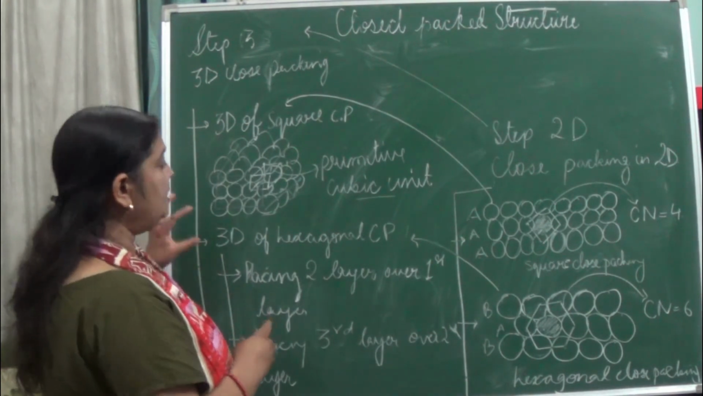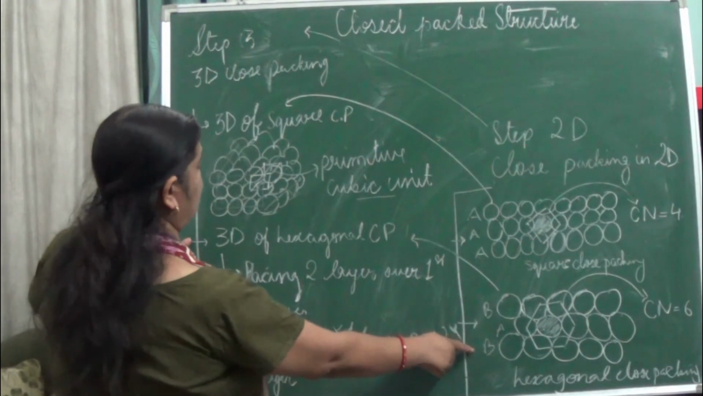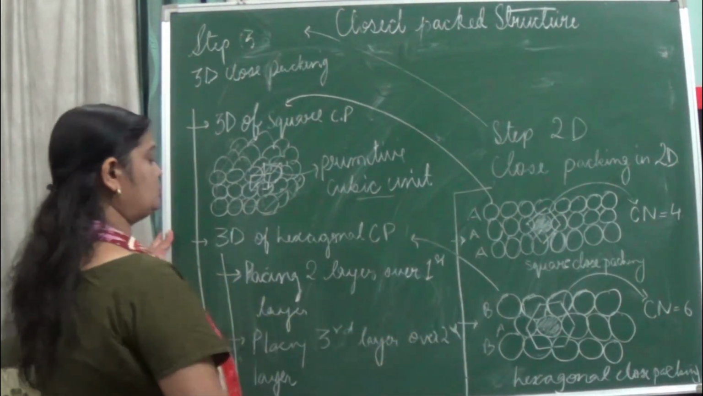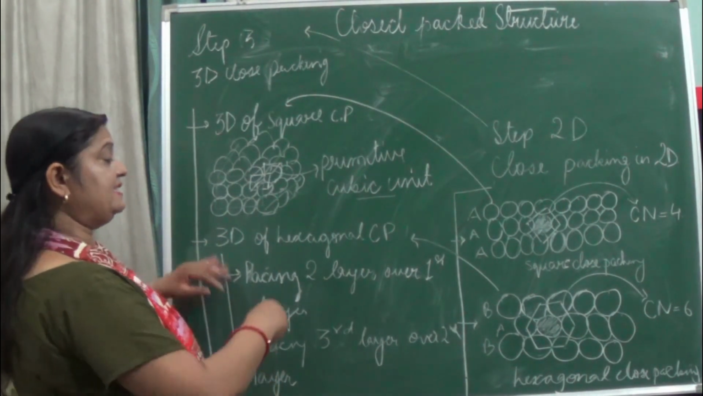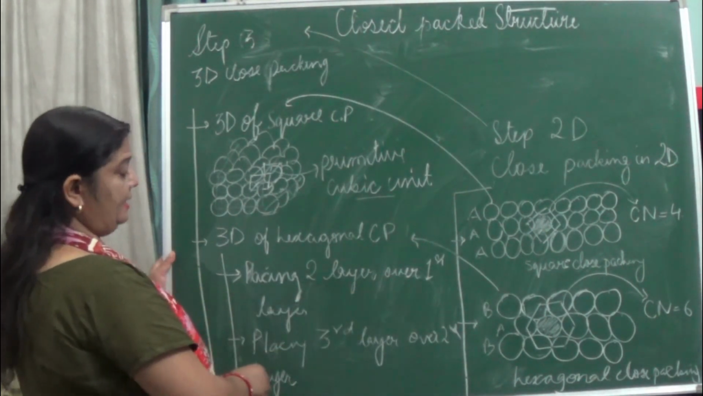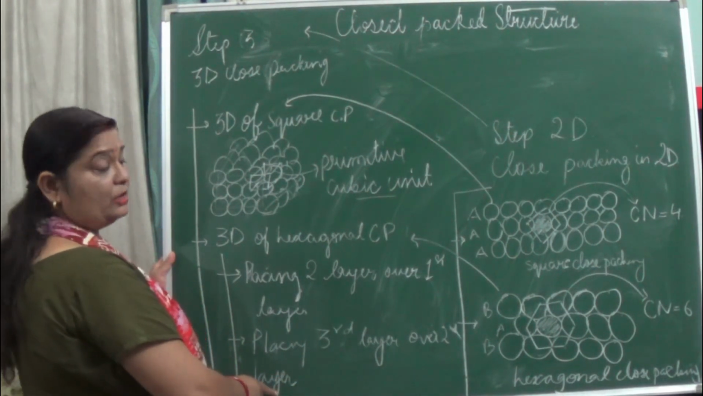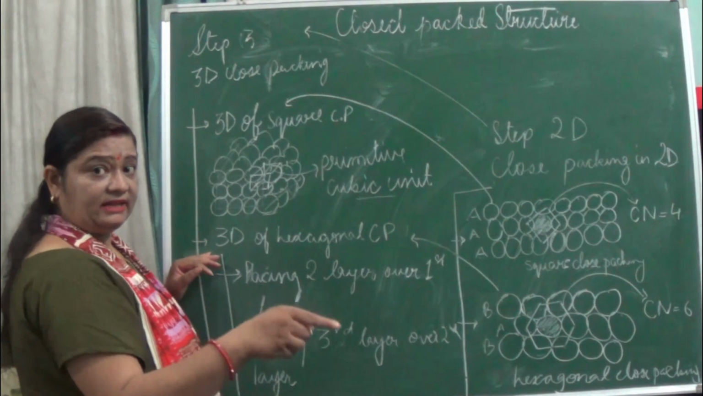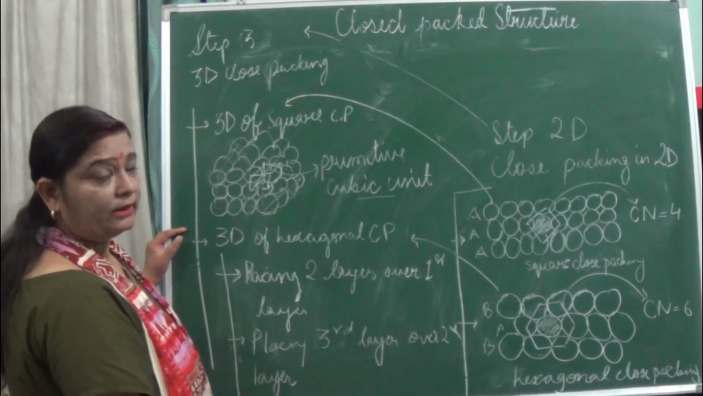So this 3D structure of hexagonal close packing is also of two types: placing the second layer over the first, and placing the third layer over the second layer. These will give rise to some different structures which we will be studying in the next class, in the next video.